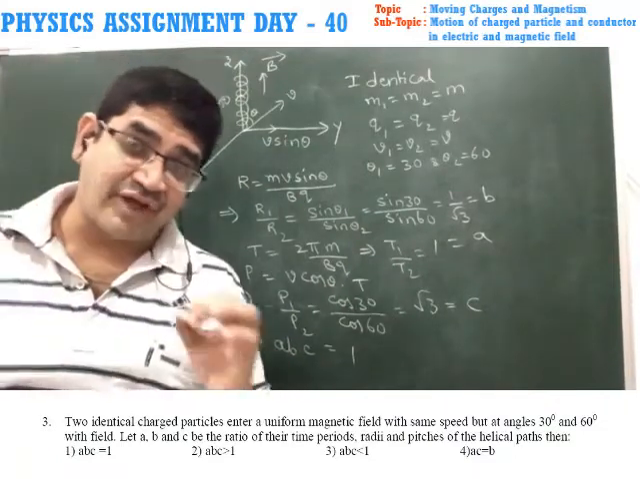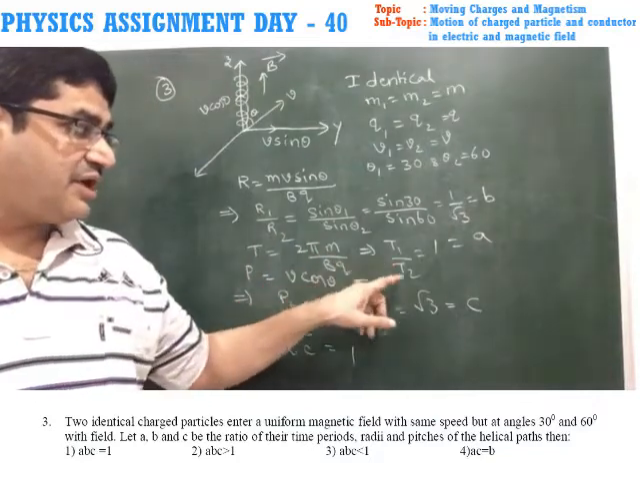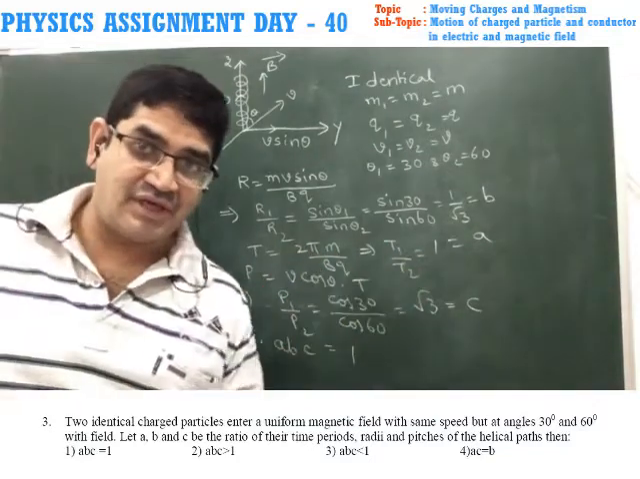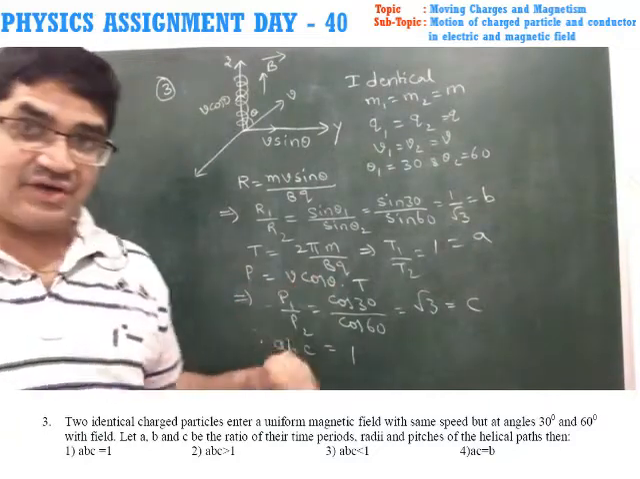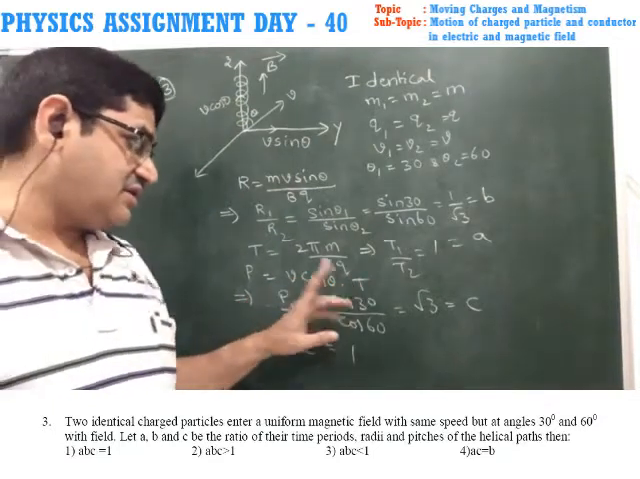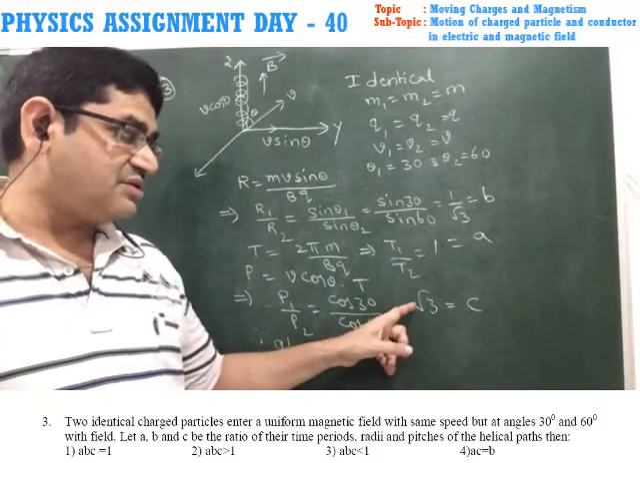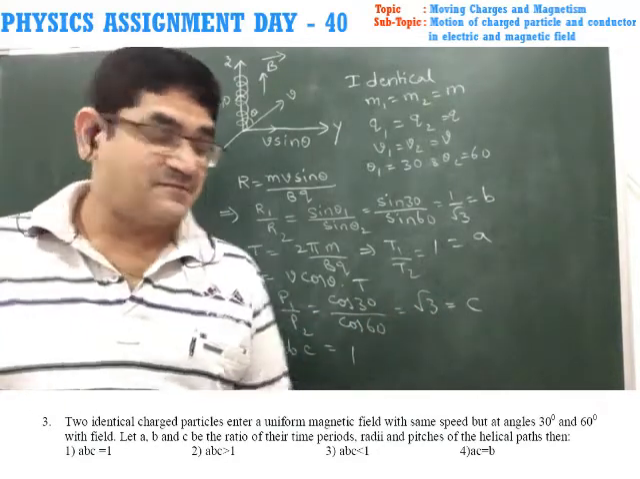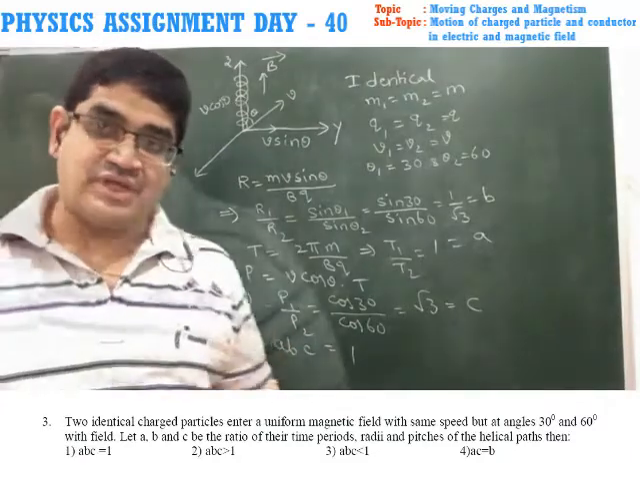He said the ratio of time periods is A. So T equals 2 pi m by BQ, T1 by T2 equals 1, which is A. P equals V cos theta into T. This is the pitch of the helix. You know the formula. We have V constant, T constant, therefore cos theta value changes. Cos 30 by cos 60 is equal to root 3, which is C. So P1 by P2, you got ABC equal to 1.